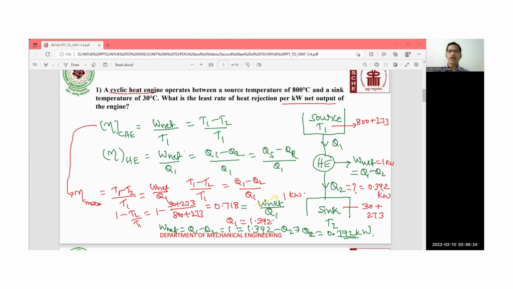When you solve this particular one, where Q1, that is the heat supplied, you are going to get it as 1.392. So out of 1.392, 1 kilowatt is the net output, and 0.392 is the least rate of heat rejection. So this is how you have to solve the numerical problem.